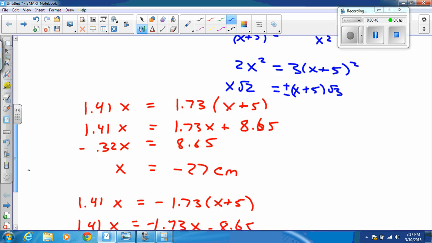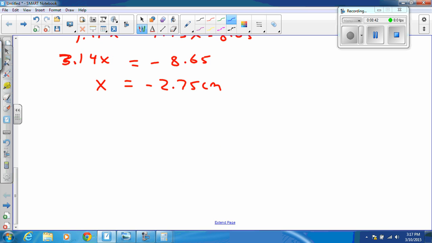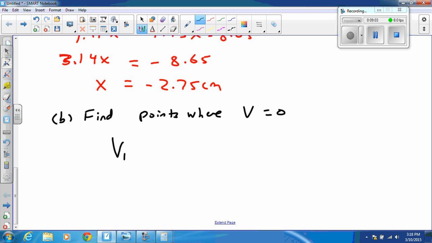What about part B? In part B, they ask us for the points where the electric potential is 0. And this is a much easier problem because we don't have to worry about direction, and also because we don't end up with a quadratic.